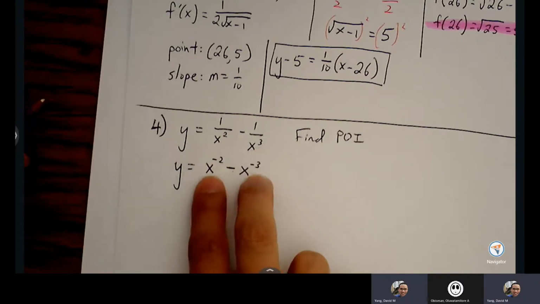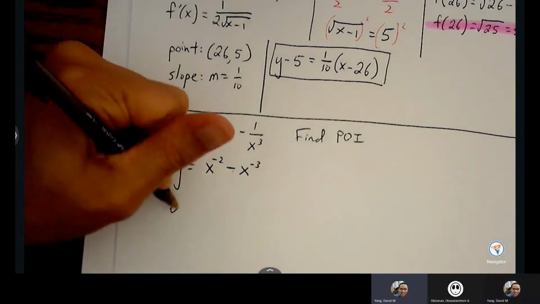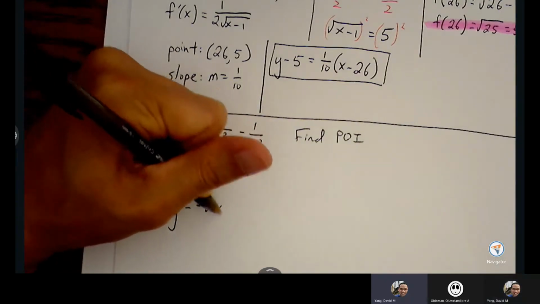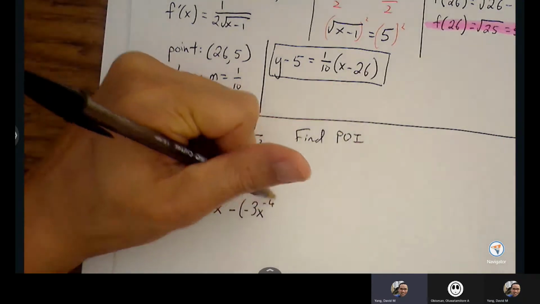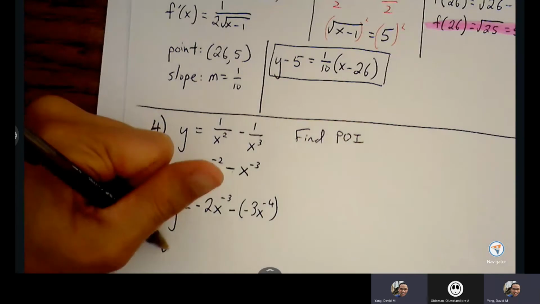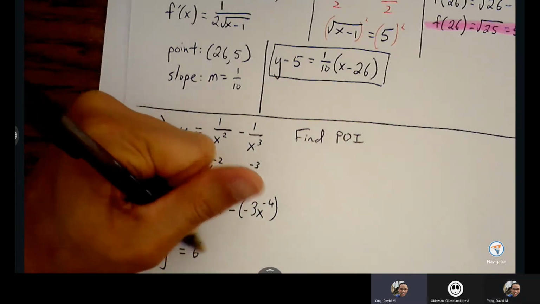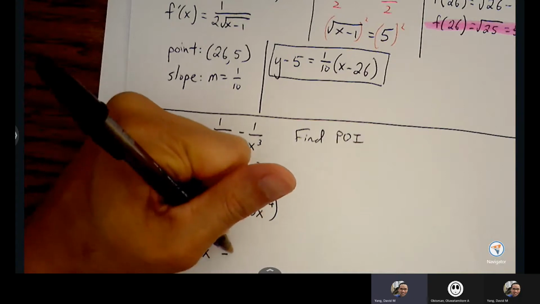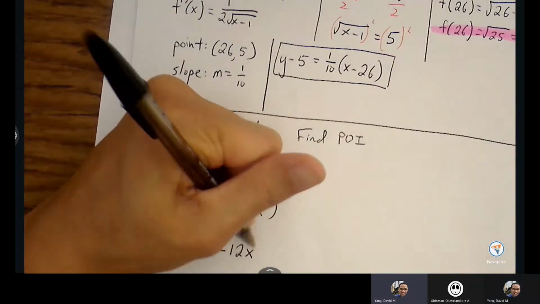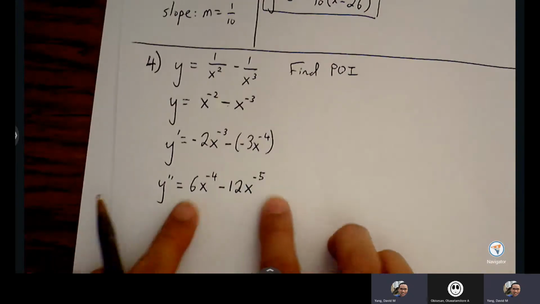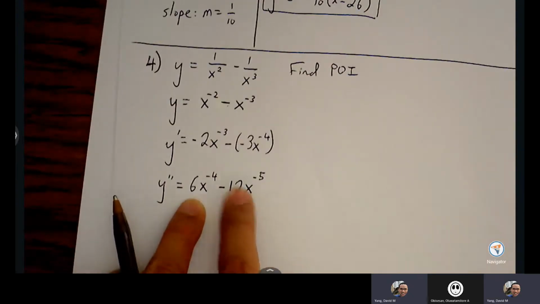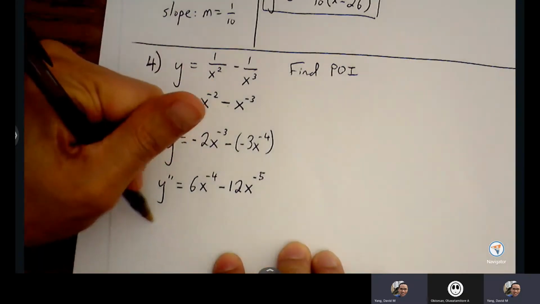Okay. Brought both the x's up so I can go through power rule easily. Y prime. Okay, keep going, y double prime. Okay, so here's our second derivative. We know that our critical point is going to come from this variation here.